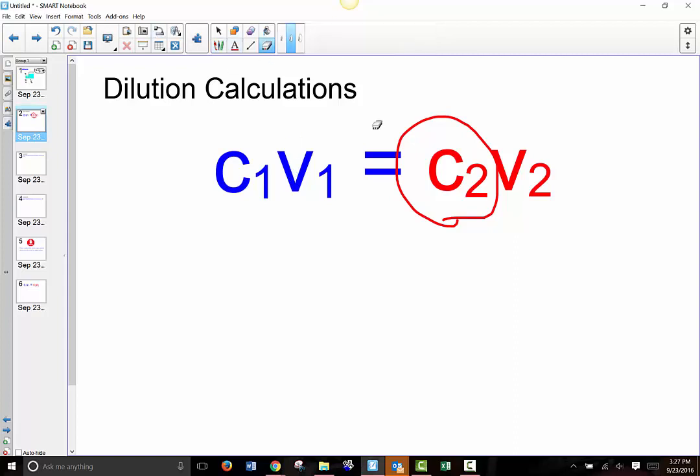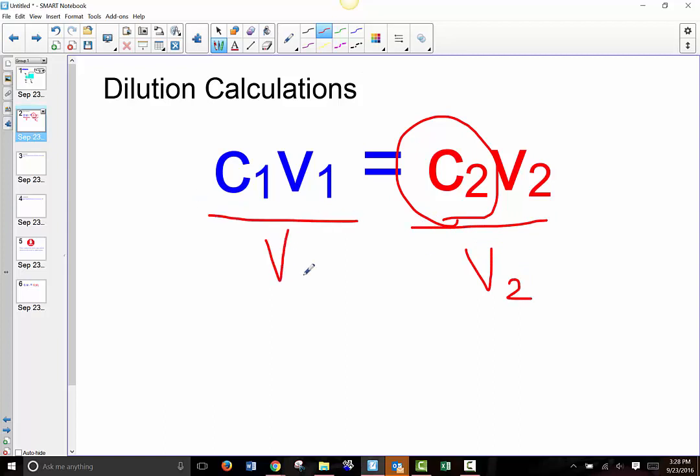So if I want to solve for C2 and have it all by itself on one side of this equation, I need to get rid of the V2 that is being multiplied by C2. So in order to do that, to rearrange this equation, if I divide both sides by V2, it's going to cancel on the right hand side, and I'm going to be left with C2 equals C1 times V1 over V2. You want to be comfortable rearranging this formula for yourself so that you can isolate C2 and solve for it.